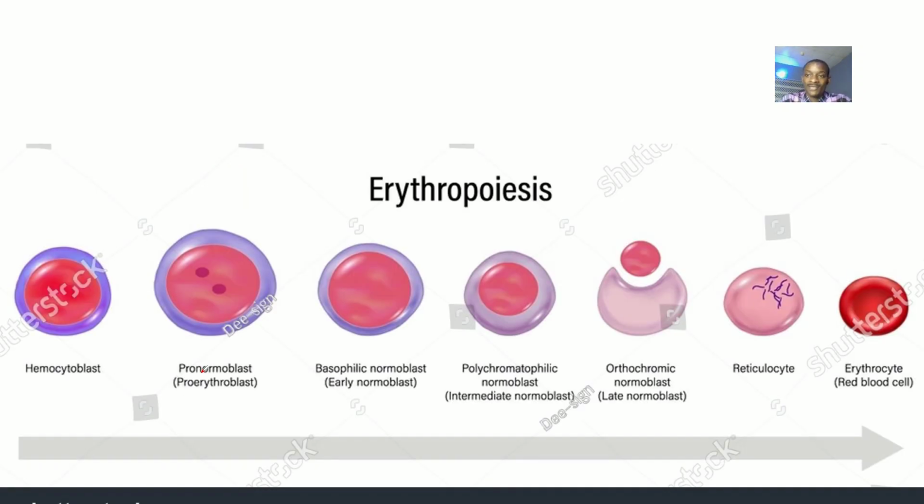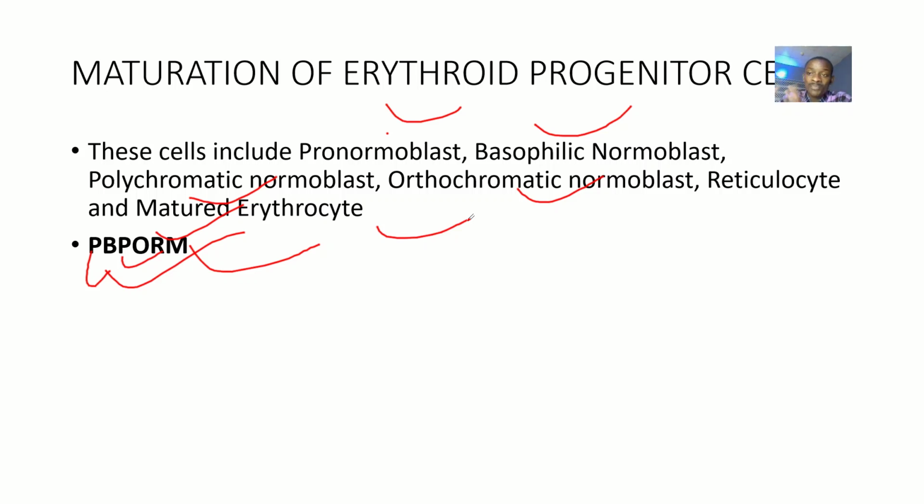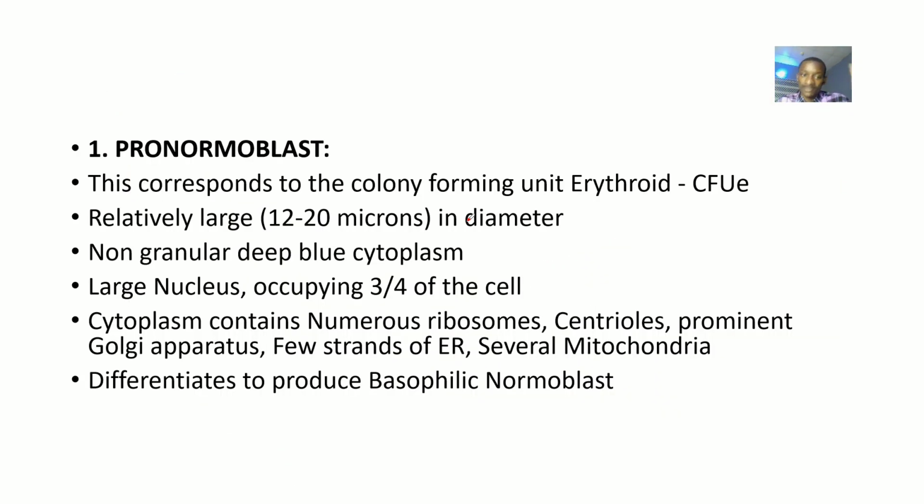Okay, so you can see it. It's a very nice image for everything. My mnemonic for this is what I call the PB poem. These cells include pronormoblasts. P is pronormoblast. B is basophilic normoblast. P is polychromatic normoblast. O is orthochromatic normoblast. R is reticulocyte. M is matured erythrocyte. Okay, so PB poem. Know this, then we can move.